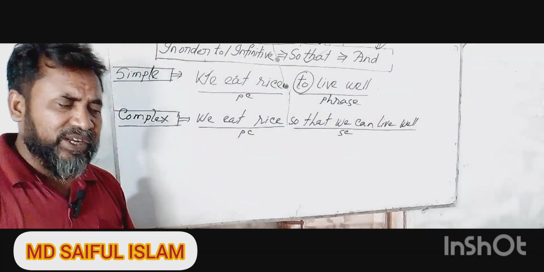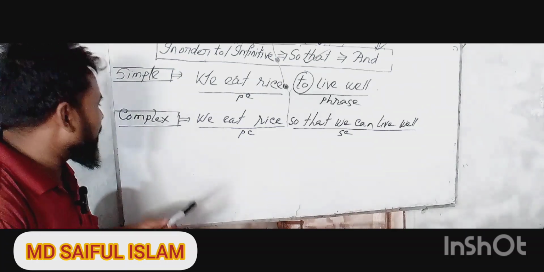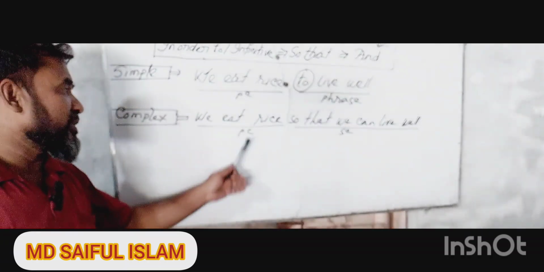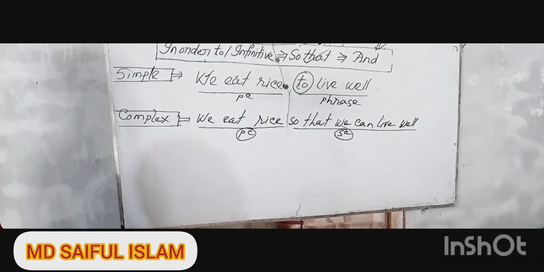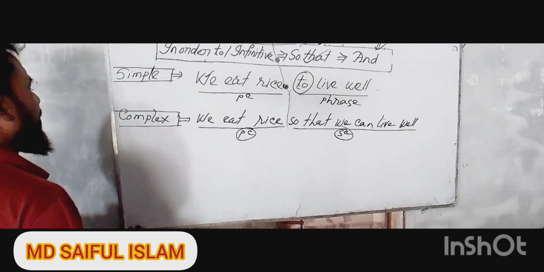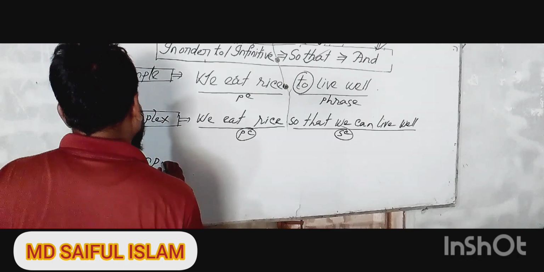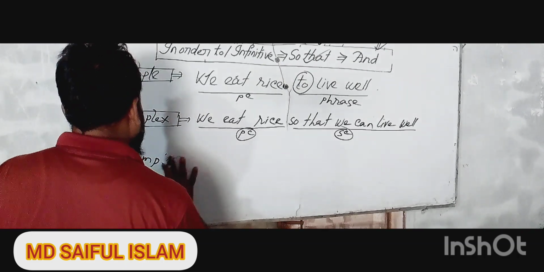Why? Because at the time of making you understand the definition of a complex sentence, you were told that, my dear viewers, a complex sentence is a sentence where there is a principal clause and a subordinate clause. For this reason, this sentence is, of course, a complex sentence. Hope that you have understood clearly, my dear viewers. Now, my dear viewers, we will have to convert these statements into compound.